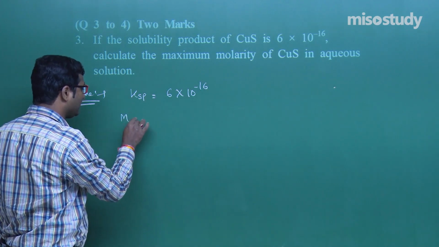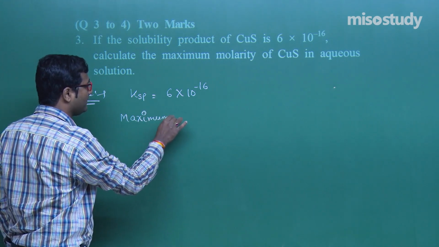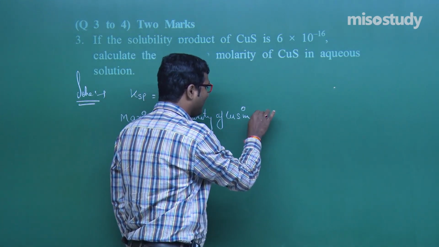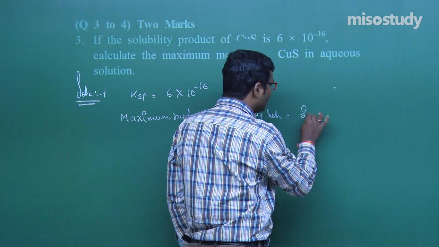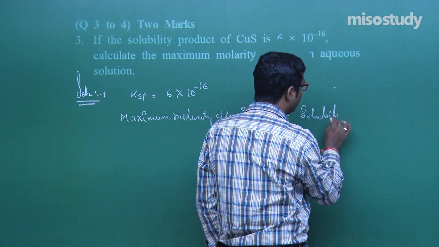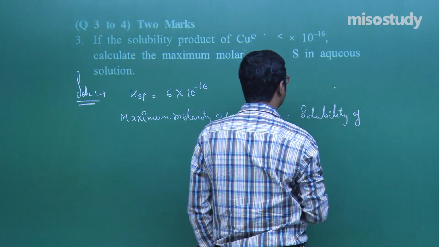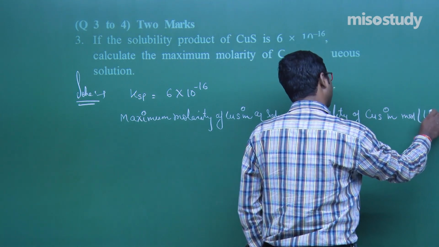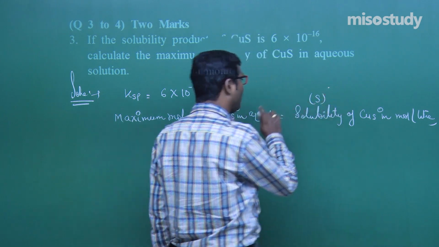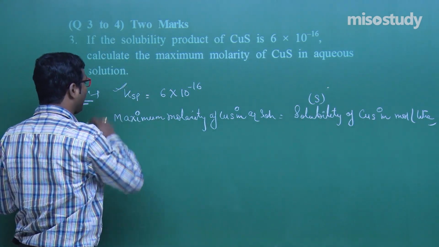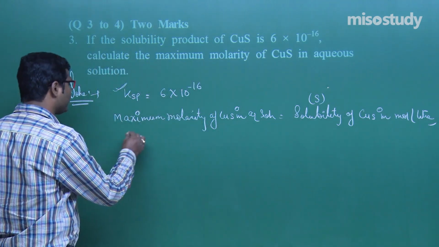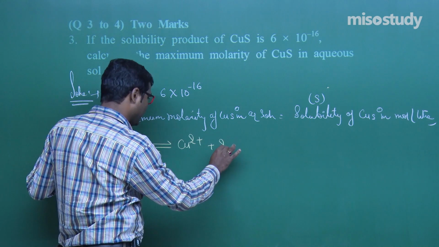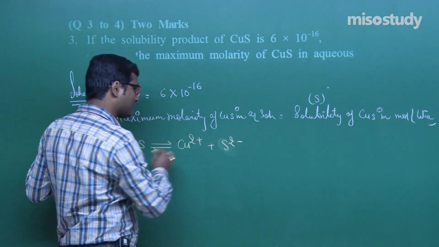It's very simple. Listen carefully, the maximum molarity of CuS in aqueous solution is equal to the solubility. The solubility of CuS in mole per liter, that is, we need to find out the value of S. Now remember, in chemical equilibrium in class 11th, I have discussed that CuS dissociates like this, Cu2 plus and S2 minus. Clear to you?